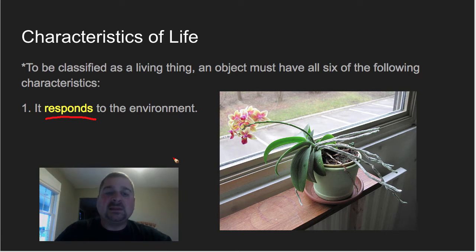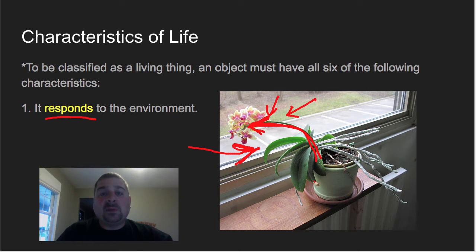Responding to a stimulus in plants is not always as obvious. Plants can't just get up and run away. But if you notice the plant here by the window, what is it doing? You may have noticed this with your house plants at home. It's called phototropism. It's responding to the light source from the window, and it's growing over towards the window.